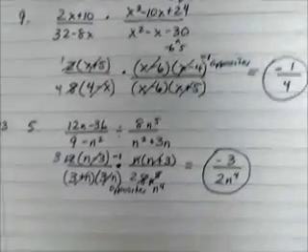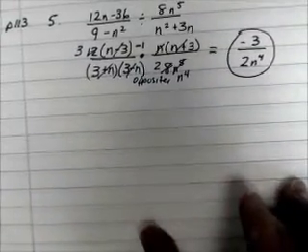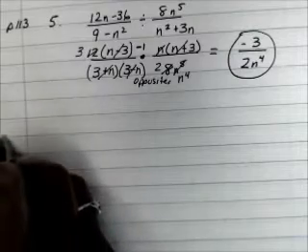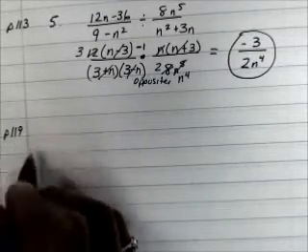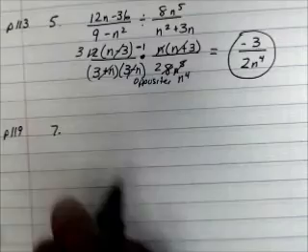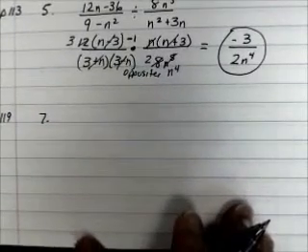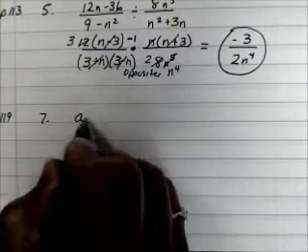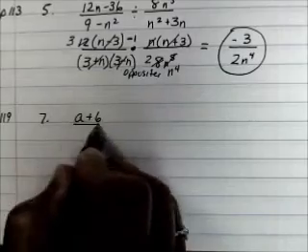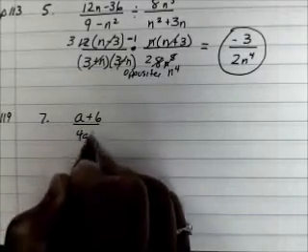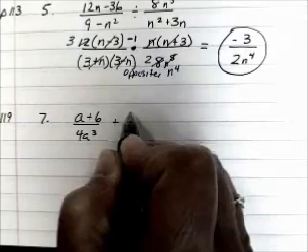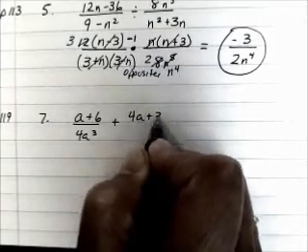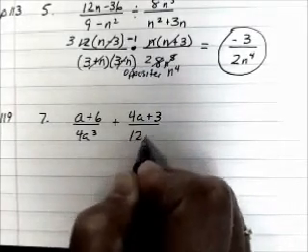Next problem we're looking at is an addition problem. Page 119, number 7. And we have the rational expression (a plus 6) over 4a to the 3rd plus (4a plus 3) over 12a to the 2nd.